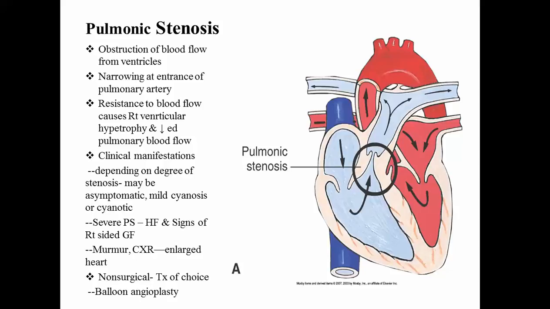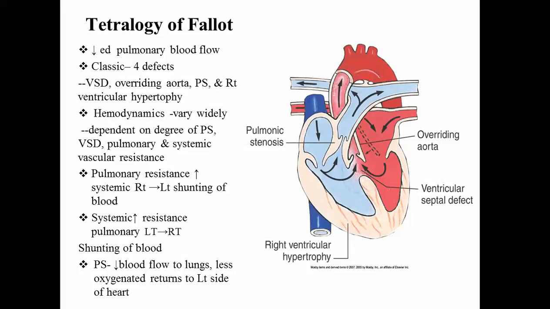All right, so now we're moving on, and we're going to talk about defects where there's decreased pulmonary blood flow. And those two defects we'll be talking about are tetralogy of Fallot, or TOF, and tricuspid atresia. And these are the most common defects. The first one we'll talk about is the tetralogy of Fallot.